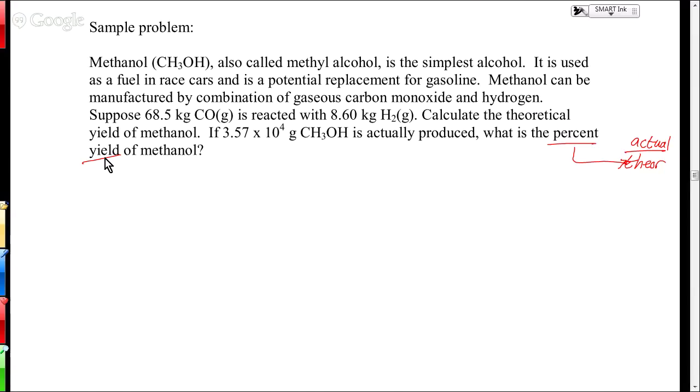Notice here it doesn't say anything about a limiting reactant. So you're going to have to check that on your own. It doesn't necessarily say find the limiting reactant, but that's always assumed when you're doing these kinds of calculations. You got to figure out which one's limiting so you know which number to use in your final calculation. All right, see if you can work this whole thing out on your own or in your groups.